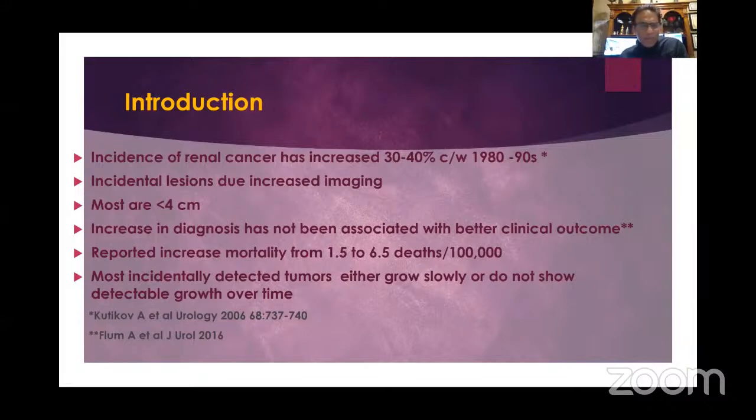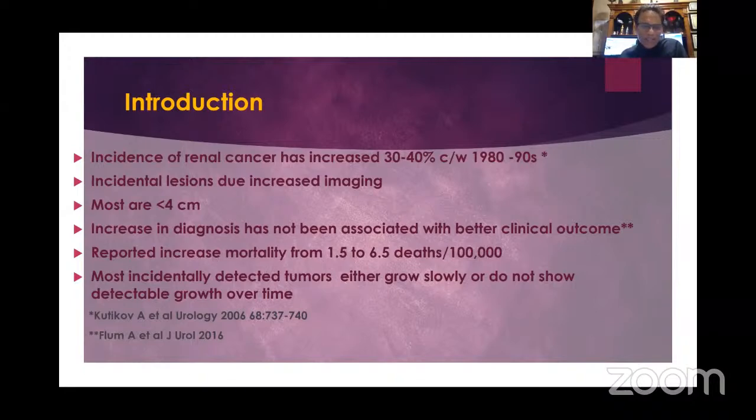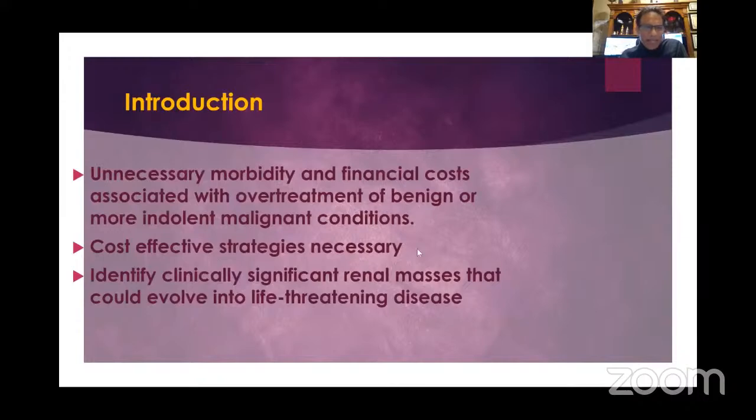In fact, they reported increased mortality from 1.5 to 6.5 deaths per 100,000. And this is predominantly due to overdiagnosis and surgeries and aggressive management, even of slow-growing tumors, which may or may not show growth over time. Cost-effective strategies are necessary, especially to identify the clinically significant renal masses that could evolve into life-threatening disease versus the overtreatment of benign or indolent malignant lesions that can be observed.